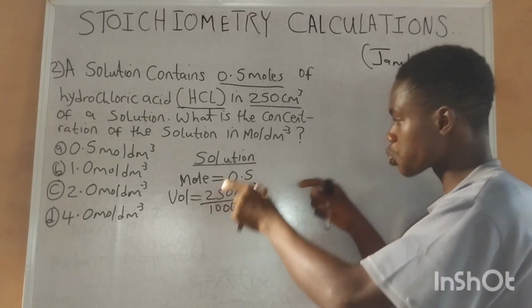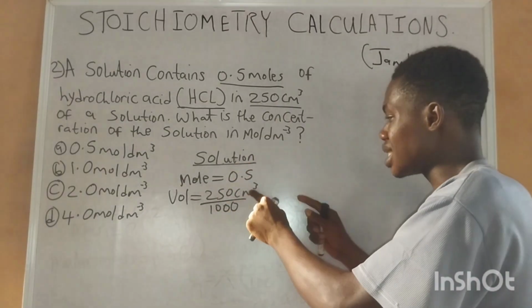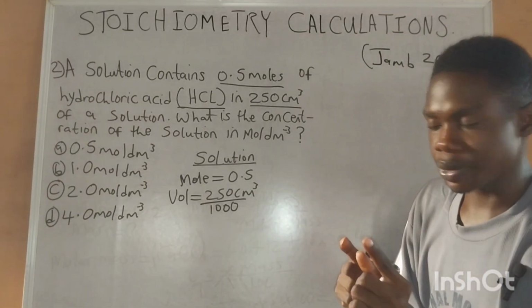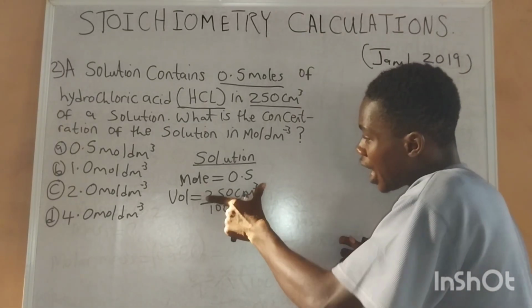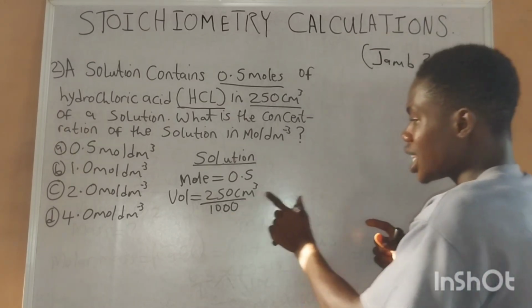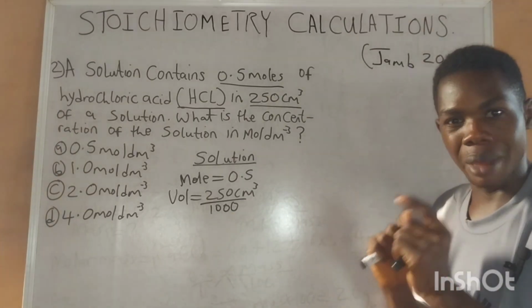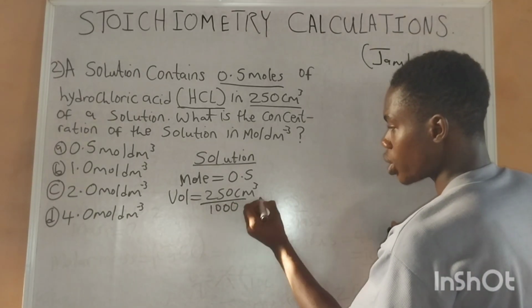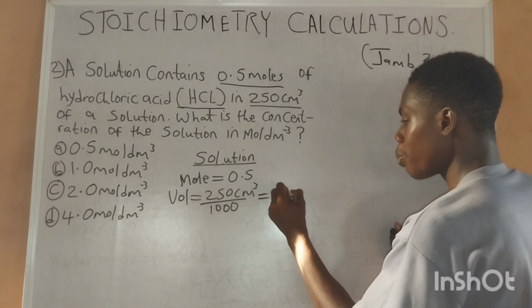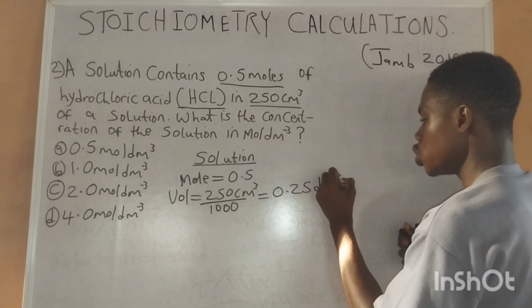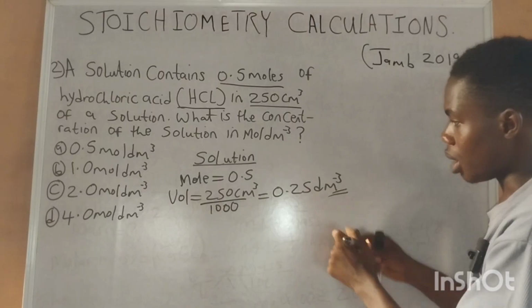But in this case, we are being given volume in cm cube, and then we need to convert it to dm cube, which means we are going to divide the value for the volume they give us in cm cube by 1000, to get our actual volume in dm cube. So that's what we're going to do here right now. So it will be 250 divided by 1000 is equal to 0.25 dm cube.